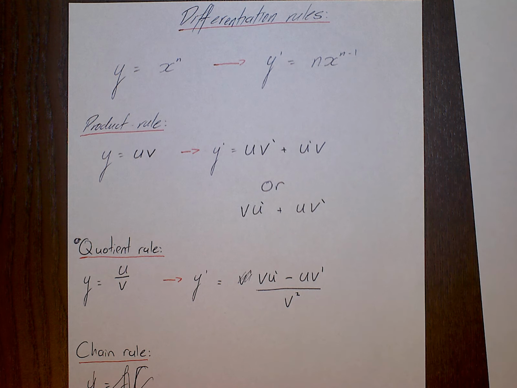These next 3 rules are instances where our function and our problem is constructed in a certain way, and we have to use these rules to differentiate it. Otherwise, we just can't do it. Okay, so these are very important. These are on your cheat sheet. However, they are written very differently on your cheat sheet.